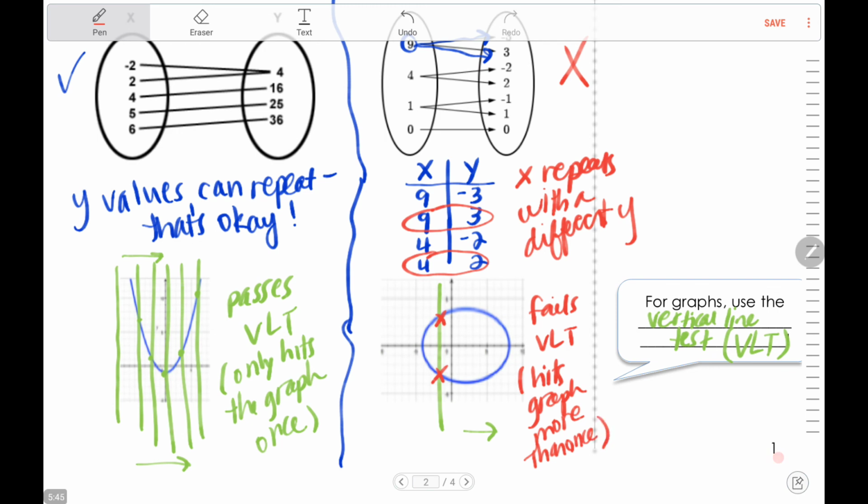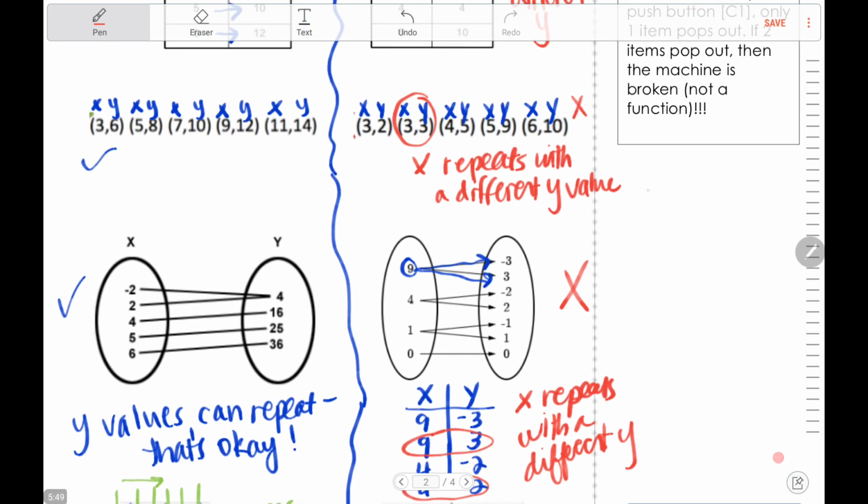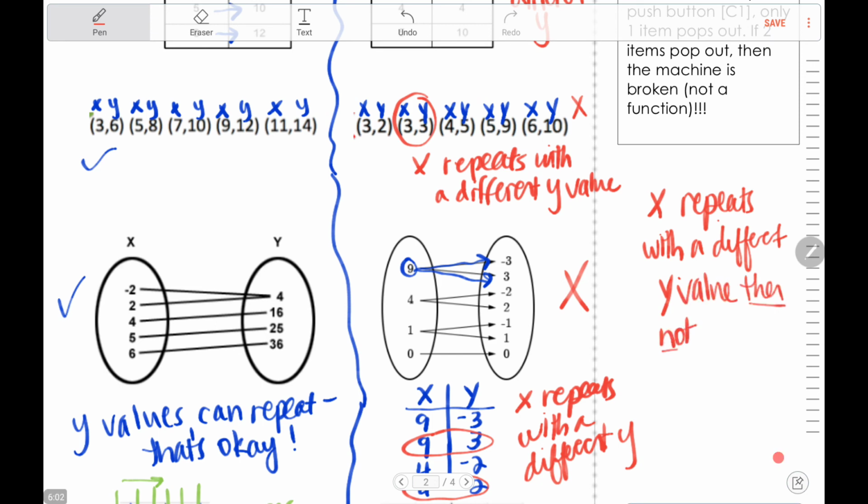Okay? So our main annotation on the side here is that if x repeats with a different y value, then not a function. There we go.